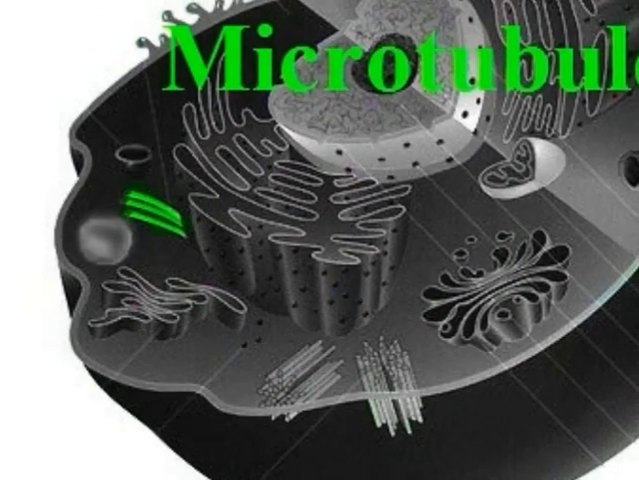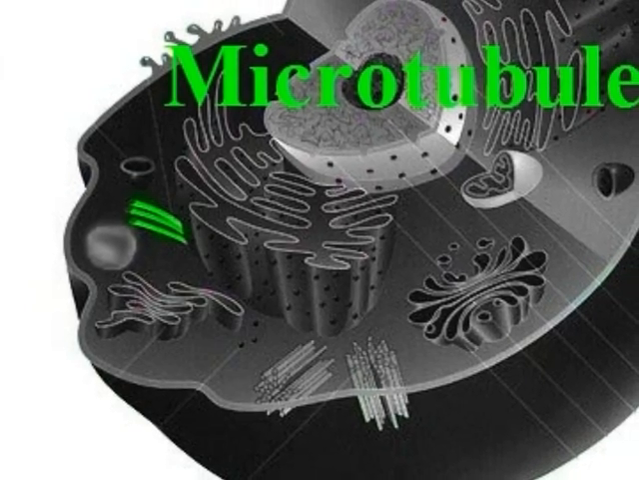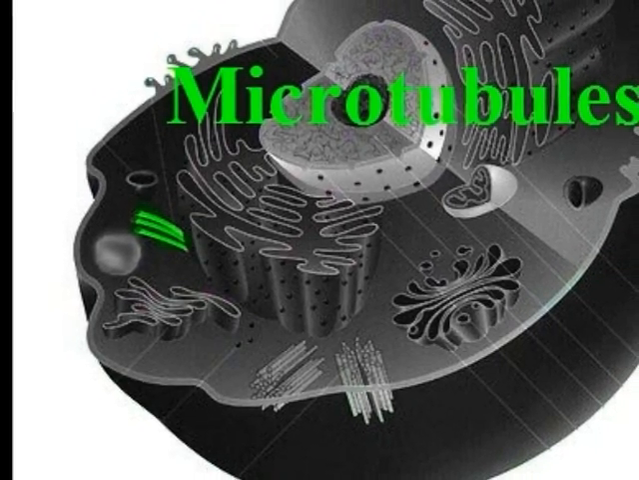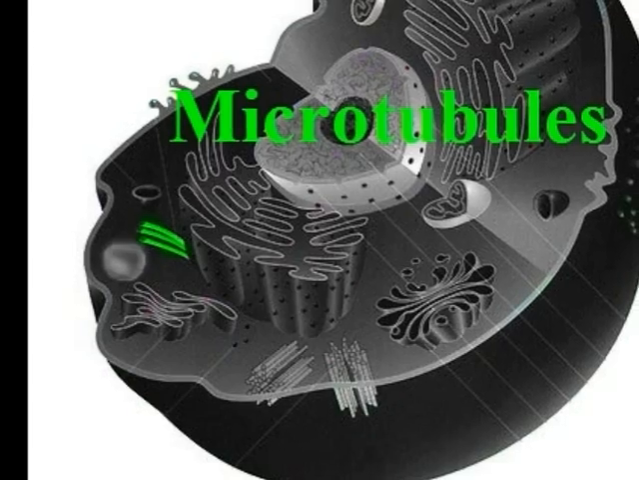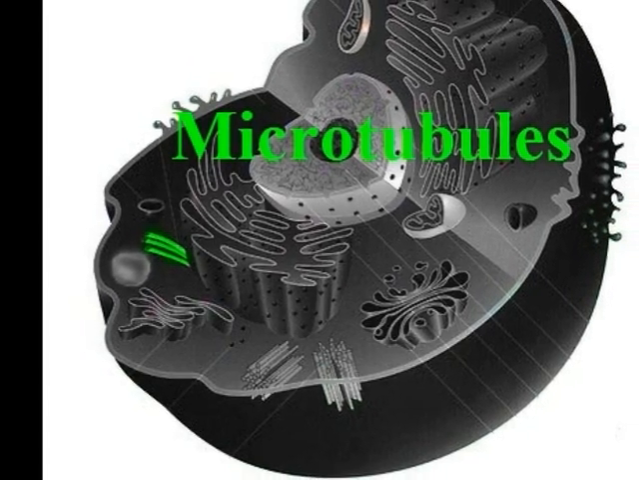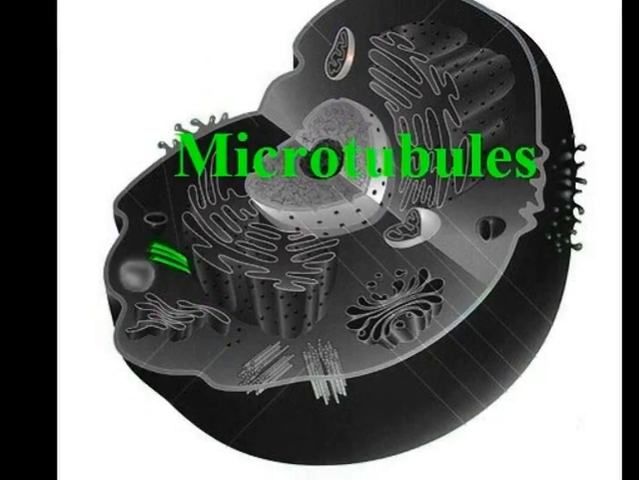To your left, next to the endoplasmic reticulums, we have the microtubules, which are cylindrical structures made of tubulin proteins. They support the cell and give it its shape.